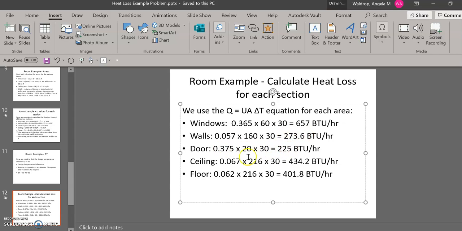And I go ahead and do the math here as well. All the math is very simple. It's just the UA delta T, so it's some simple multiplication. We just have the different pieces that we have to worry about.